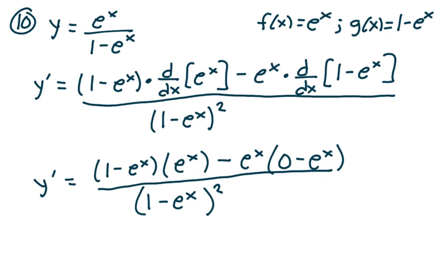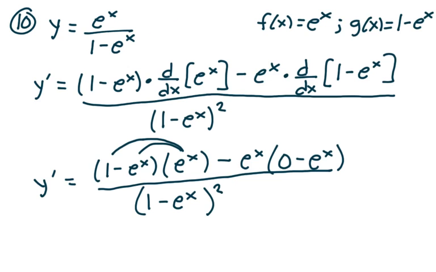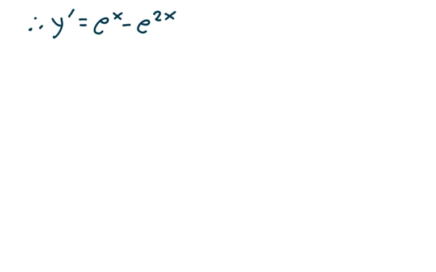So therefore, y prime is, I'm going to take e to the x minus e to the 2x. Notice how I just distribute the e to the x inside. So I get e to the x minus e to the 2x. And then negative e to the x times negative e to the x is positive e to the 2x, divided by 1 minus e to the x to the second, and we're done.